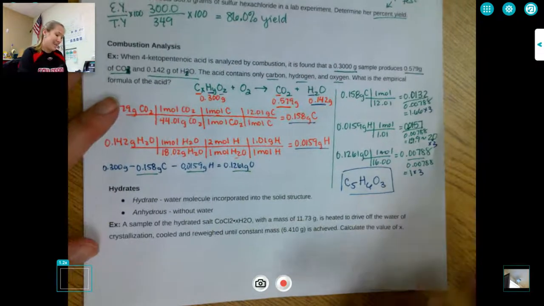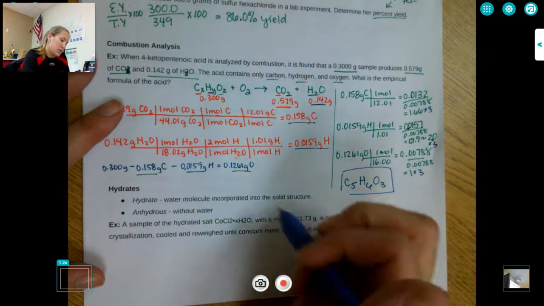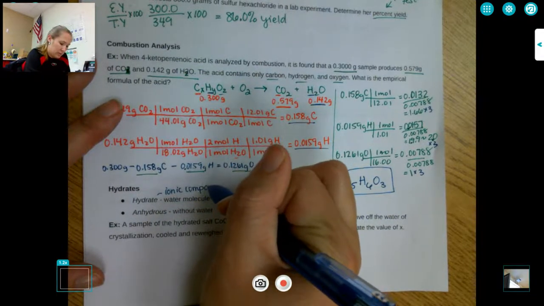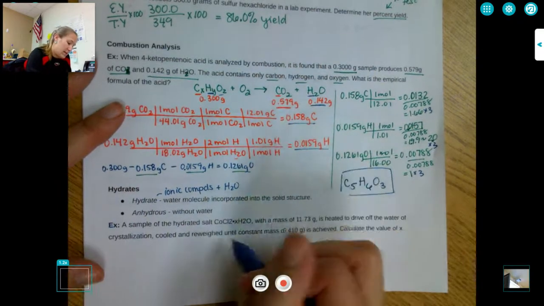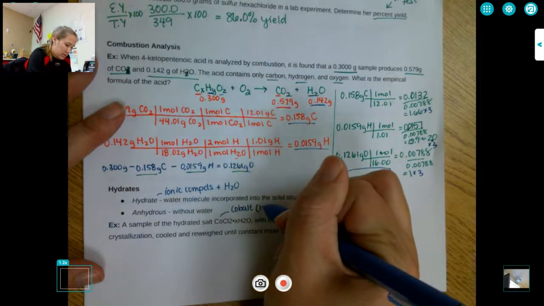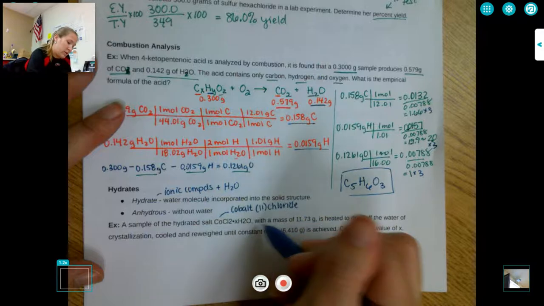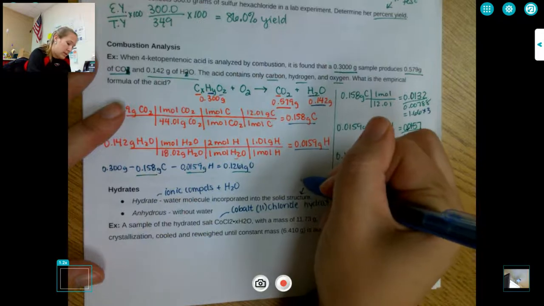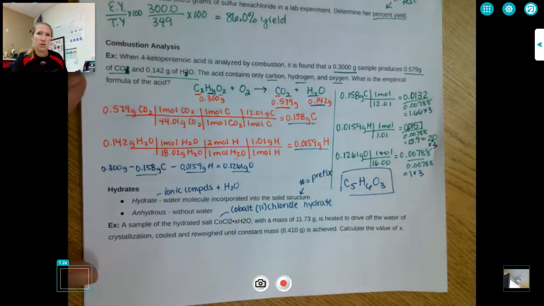Okay. Next one, hydrates. Remember, a hydrate is a water molecule that's been incorporated into a solid structure. These are usually ionic compounds with water molecules attached to them, and we name them as hydrates. So like if we had this one here, this is cobalt(II) chloride, and then there's just one water molecule here, so we say hydrate. If I had more than one, whatever the number was is a prefix, like di, tri, tetra, and so on.